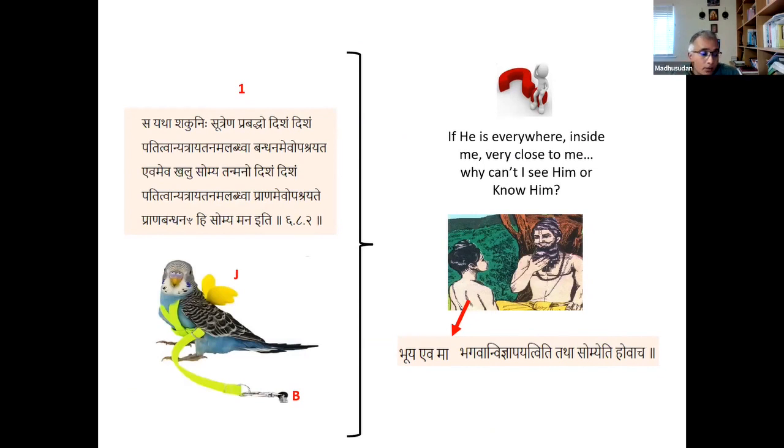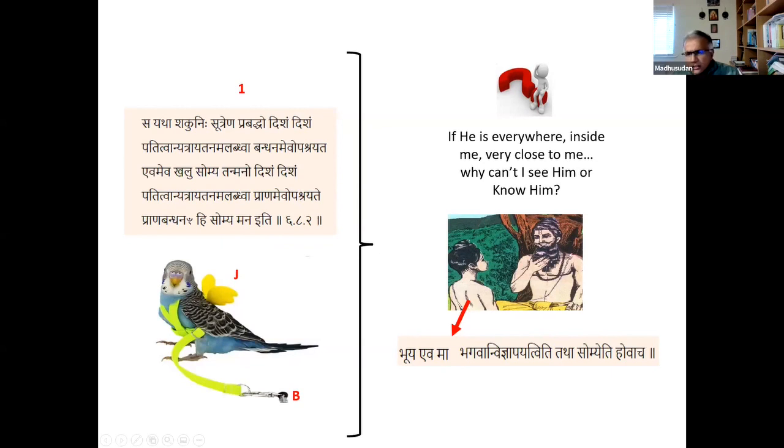We can keep talking about what this Tattvamasi actually means with so many more examples. But when Uddalaka has said, Sa yatha shakunih sutrena prabaddho disham disham patitva anyatra ayatanam alabdhva bandhanam eva upashrayate, evam eva khalu somya tan mano disham disham patitva anyatra ayatanam alabdhva pranam eva upashrayate, pranabandhanam hi somya mana iti. So when our Uddalaka told Shvetaketu this, Shvetaketu, as you know, is a clever university student. He's just come back from the university.